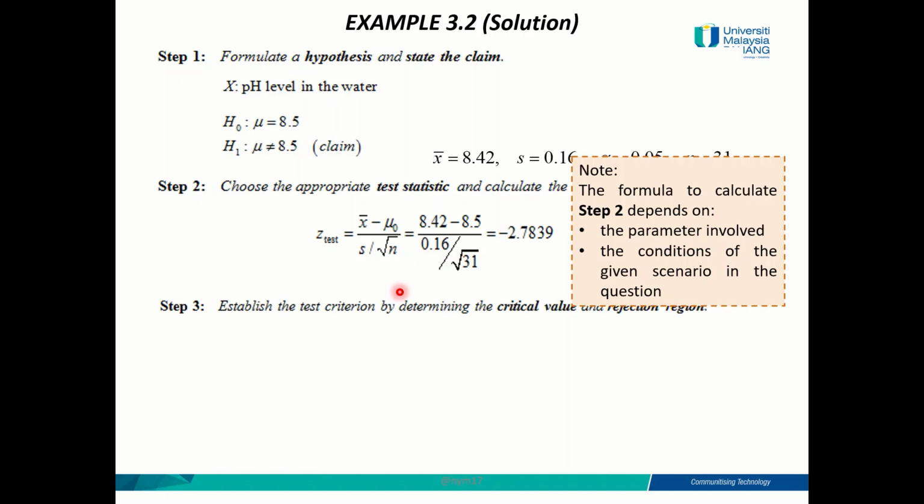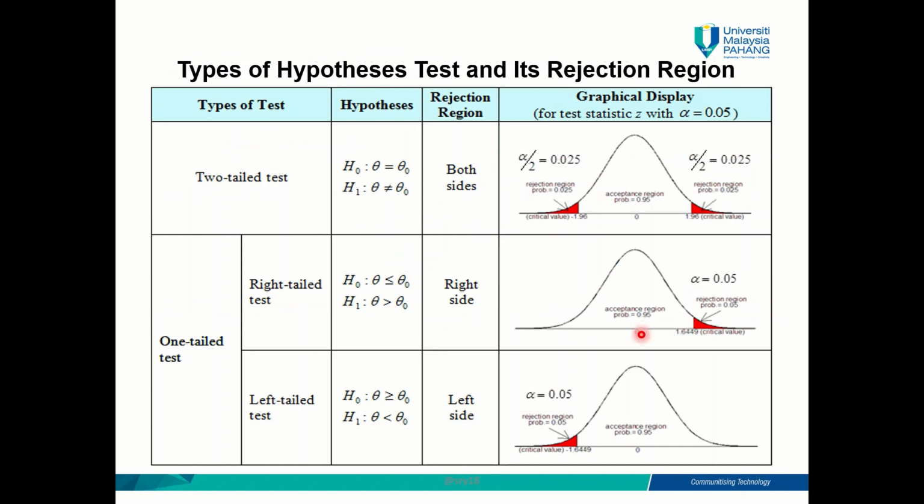Okay, now next step, step 3, which is to establish the test criterion by determining the critical value and rejection region. So how do we do this, class? Now, step 3 has a few things that you need to consider. First, you need to establish your rejection region. So how do you do that? You need to refer to this table, class. Try to memorize this if you can. If I'm not mistaken, on your slide notes, this is on page 12.